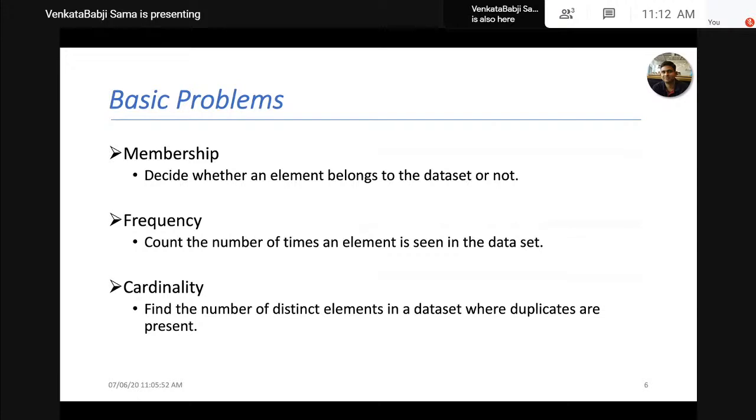Cardinality again is nothing but the total number of distinct elements in a data set. Let us suppose I have a set like 1, 2, 3, 1, 4, 5. The total number of elements might be more, but the distinct elements are 1, 2, 3, 4, 5, only 5. That is what we call cardinality. So these are the problems we will be tackling today: membership, frequency, and cardinality. Again, I must caution you, we will not go into the depths. The jungle is very dense there.